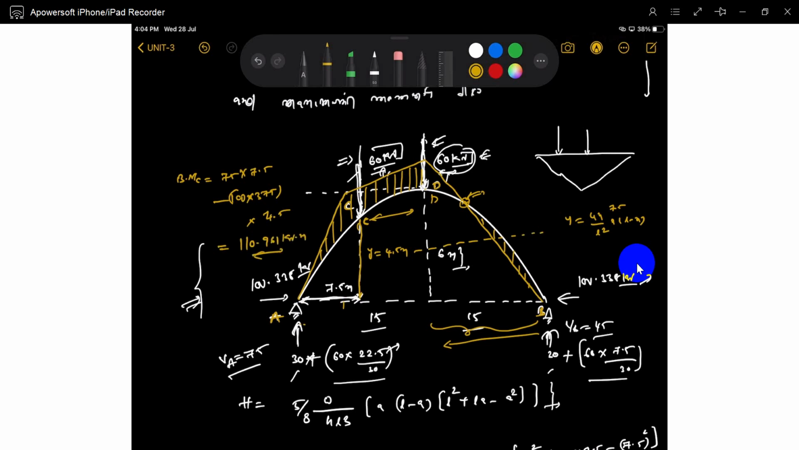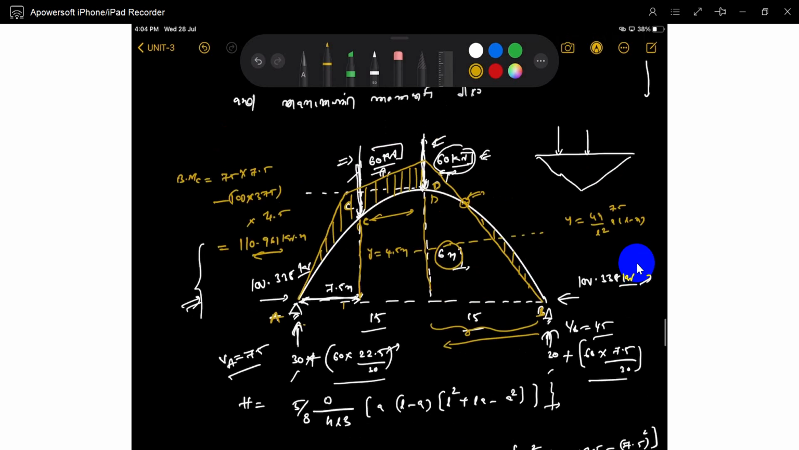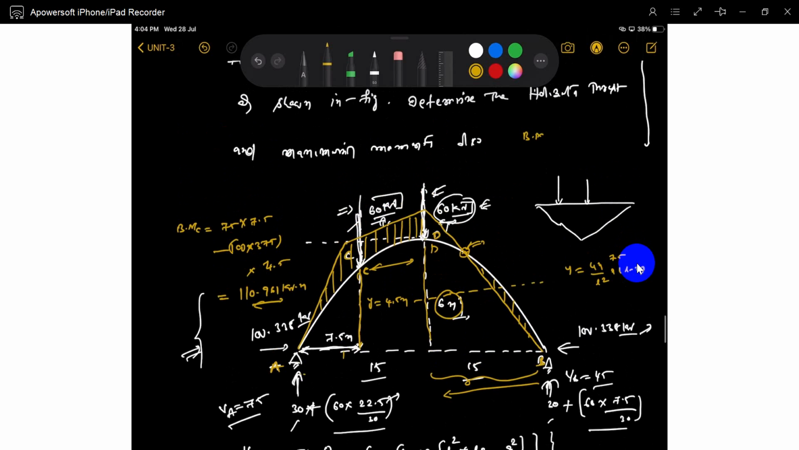At the crown point, this is 6 meters. What is the bending moment at the crown point? Bending moment at D, I will write like this. What is that bending moment? There is no need to come from left to right, you can come from the right, from B to D. That is easy. So you can write it like this.